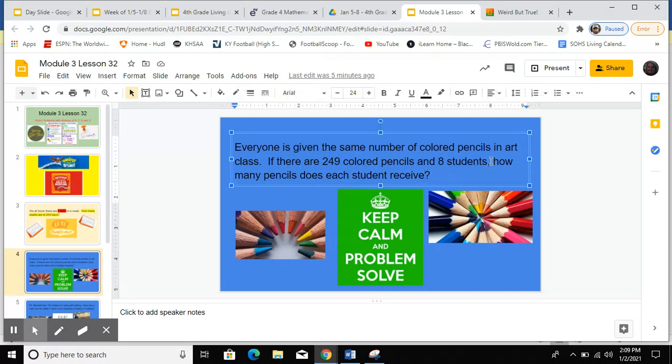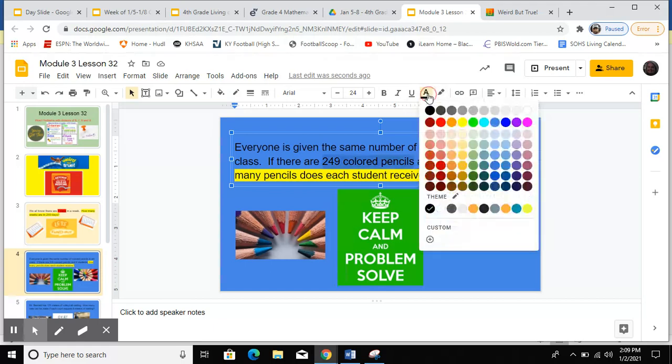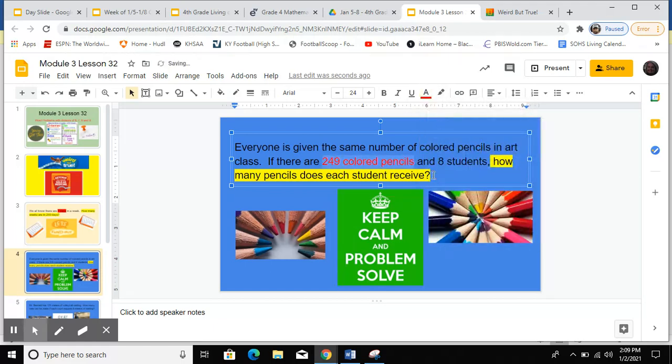So I'm going to start backwards again. I'm going to understand, and I am going to highlight the question again because that's really my focus point there. How many pencils does each student receive? So what do I need to know? Well, we start with 249, so this is an important number here. There are 249 colored pencils, so I'm going to go ahead and draw attention to that and put it in red for myself. If you were doing this on paper, you would be underlining it.